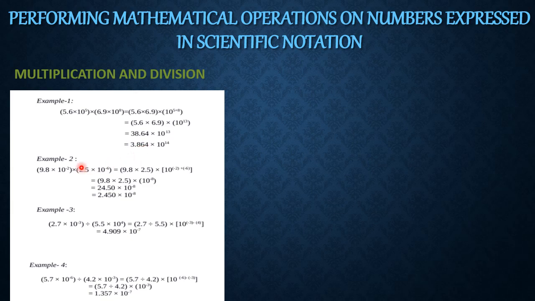Now we'll go to the second example. 9.8 into 10 to the power minus 2 into 2.5 into 10 to the power minus 6. This is also multiplication only, but the powers of 10 are negative. So first we'll multiply 9.8 into 2.5. Then, according to the same laws of indices, a to the power m into a to the power n equals a to the power m plus n. Accordingly, 10 to the power minus 2 into 10 to the power minus 6 equals 10 to the power minus 2 plus minus 6, that becomes 10 to the power minus 8.